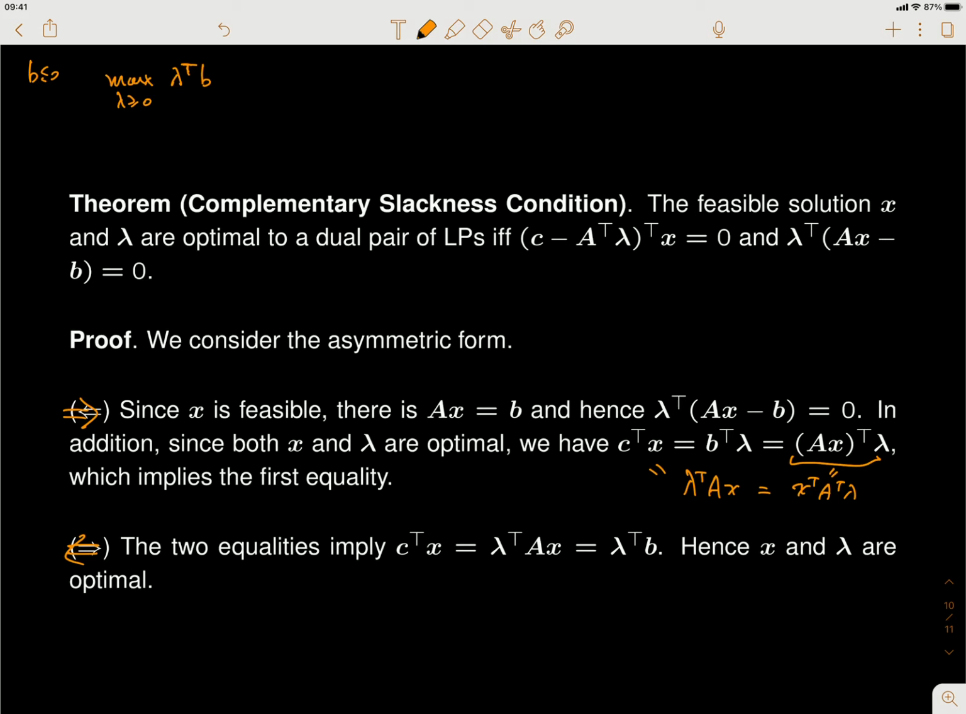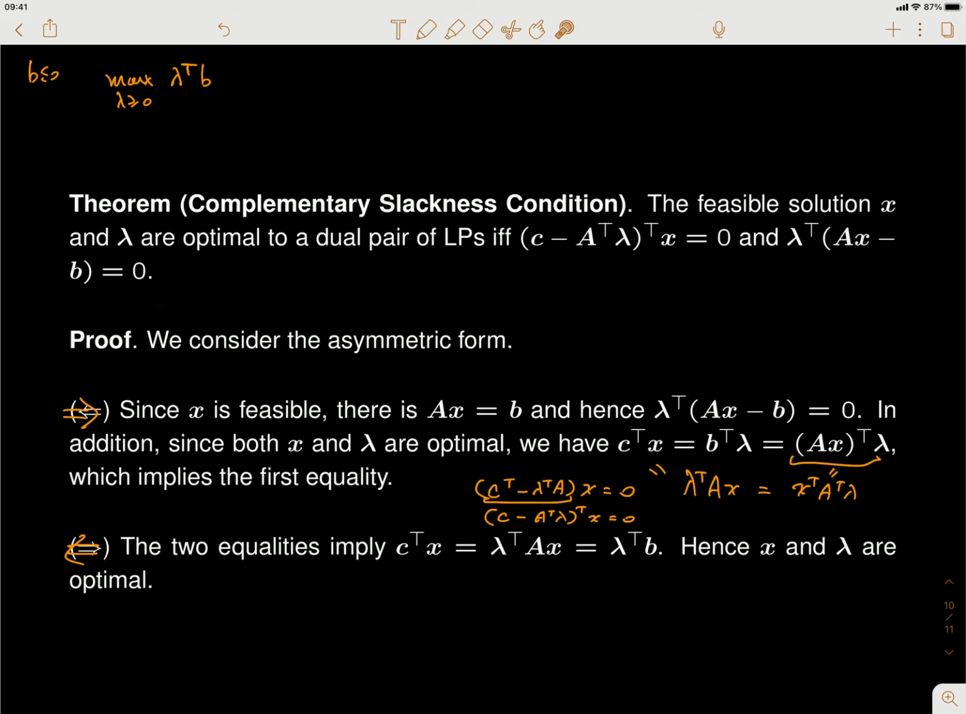These two are equal, so I can move them to one side. So I have c transpose minus lambda transpose A times x. It should be equal to 0. And this part here is just c minus A transpose lambda, transposed, times x. Just this equal to 0. Okay, and that is this condition. So assuming that x and lambda are both optimal, we can get these two conditions.